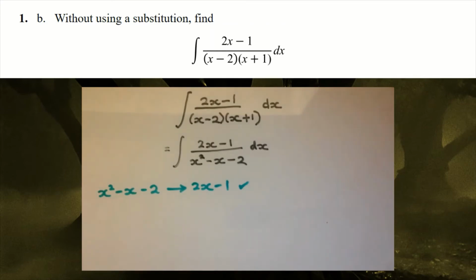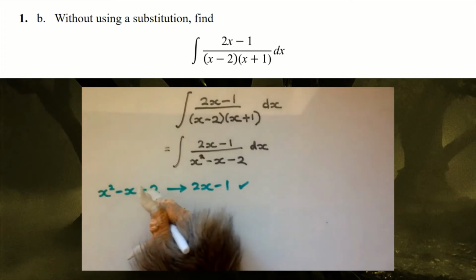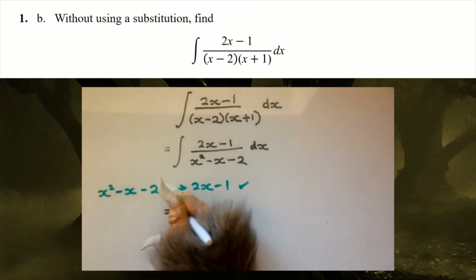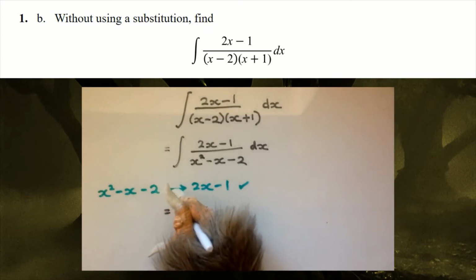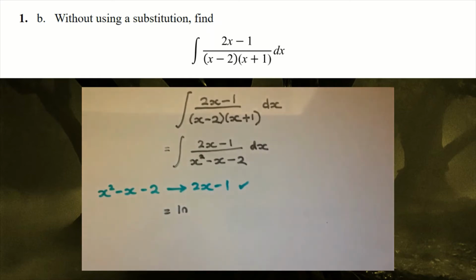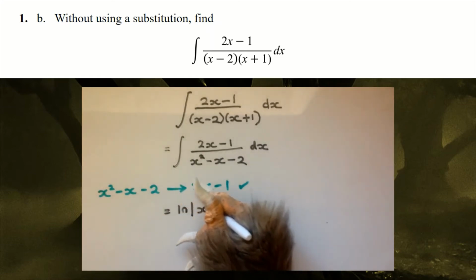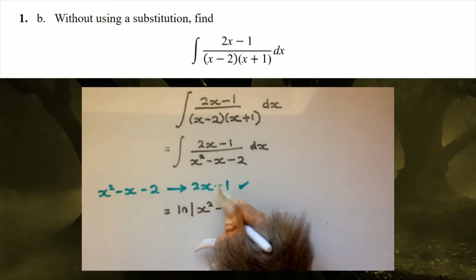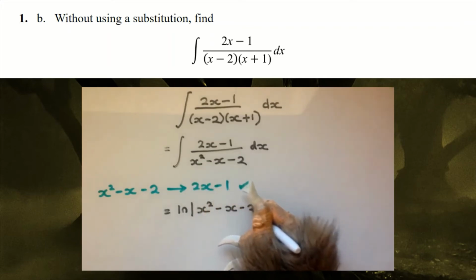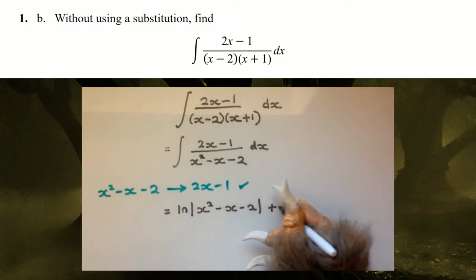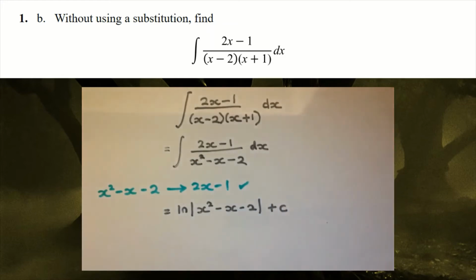Okay, so let's see where this is going to head in the future questions. So this is going to equal the natural log. Let me just write down the answer now. No more work to do. Of the modulus of x squared subtract x subtract 2, and not forgetting the constant of integration. Okay, there we go.